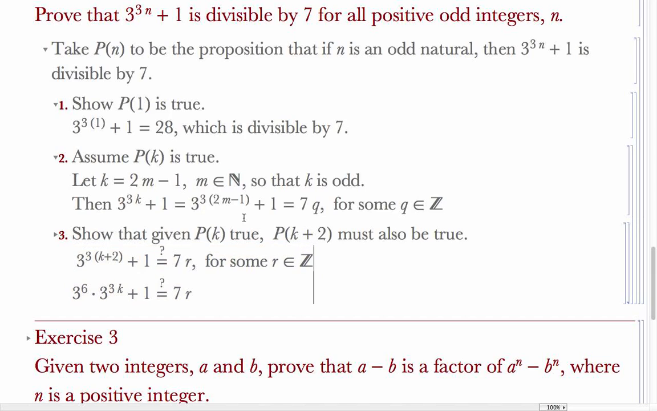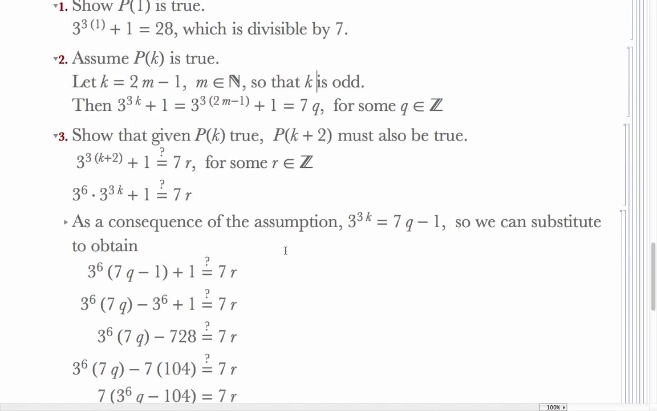It looks like I'm going to have a really hard time separating this expression and doing a substitution for 7q. But there's nothing that says I have to use the assumption step directly as it's written. As a consequence of this assumption step, I know that 3 to the 3k is equal to 7q minus 1. All I have to do is subtract 1 from both sides of this equation. And that's the direct result of the assumption step.